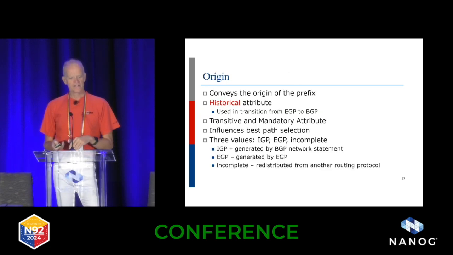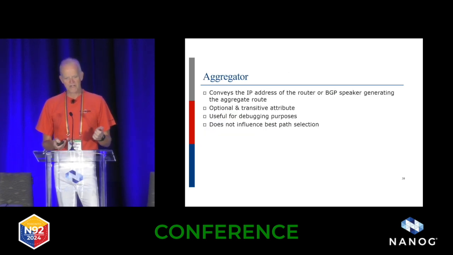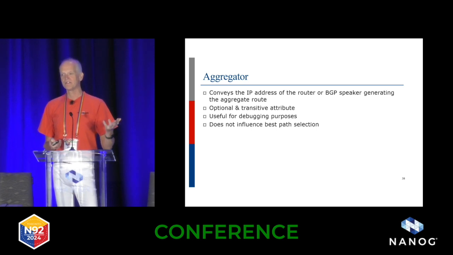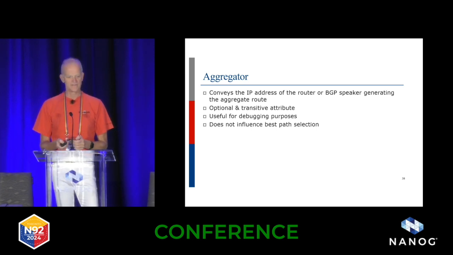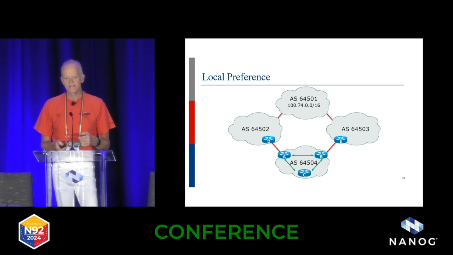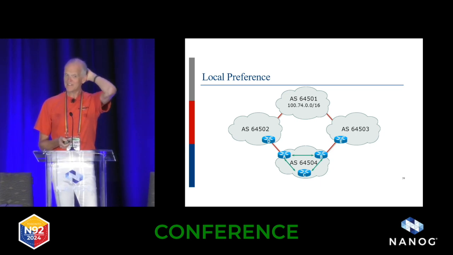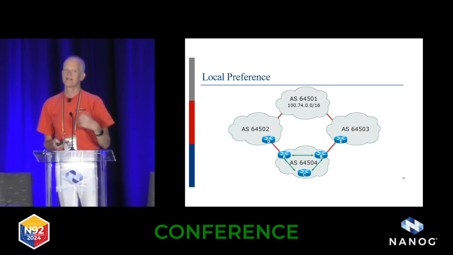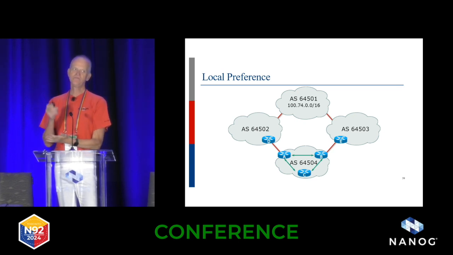Rightio, moving on quickly. Origin I won't bother about. It's pretty much historical. Some people use it for policy, but I'll skate through that. The aggregator, historical, forget it. Local preference is important. Local preference is the most powerful of the BGP attributes. It lets you steer traffic out of your network.